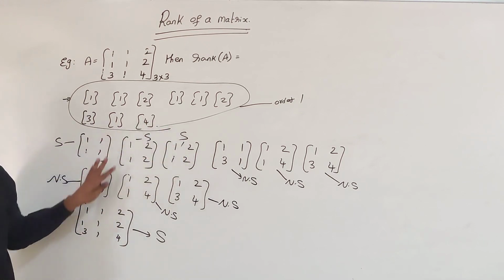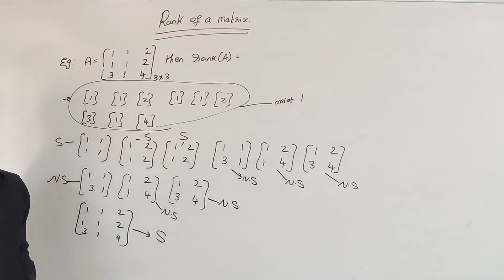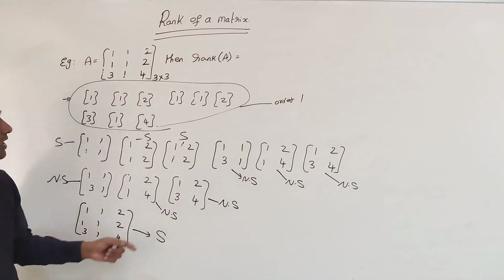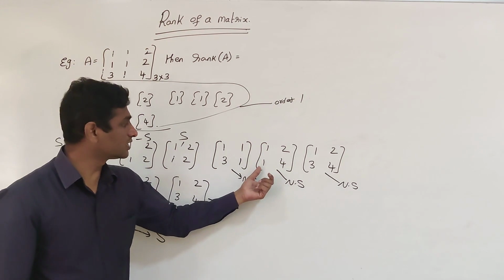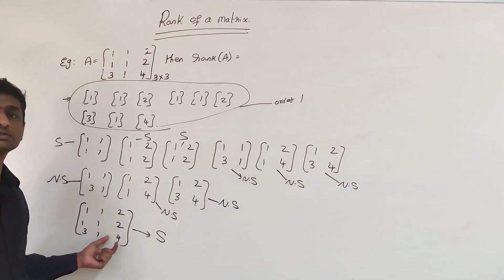Now, among the list, which orders are non-singular? We can find the order 1, which is non-singular. And here, some of the 2 by 2 matrices are non-singular. Then we can consider 2. And there is only one 3 by 3, which is singular.